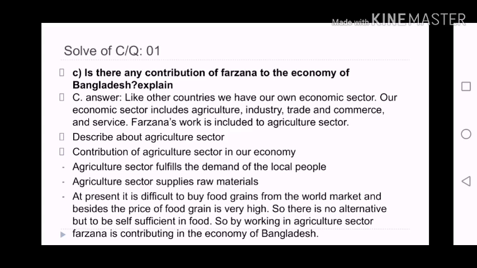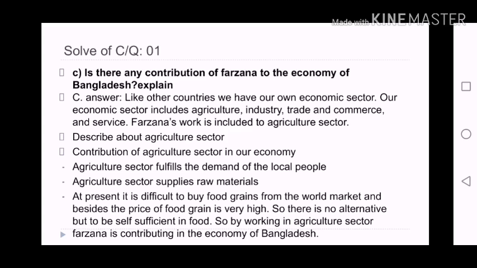The agriculture sector not only supplies raw materials, but these raw materials are also very important for our industrial sector. Like sugar mill. A sugar mill is an industry where they produce sugar, but for that we need sugarcane. And who produces sugarcane? Farmers. So, sugarcane here is a raw material for the sugar mill. That is why we can say that the agriculture sector supplies raw material.